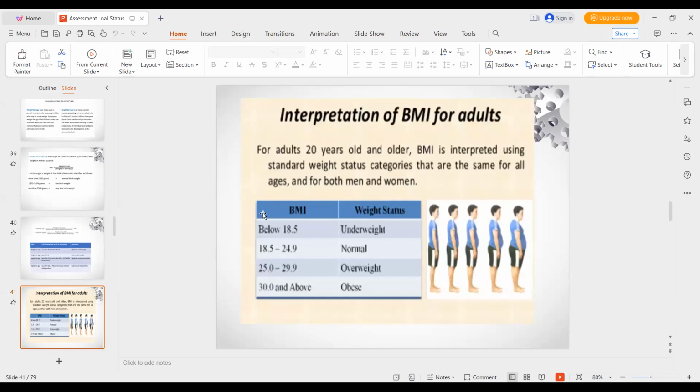Interpretation of BMI for adults. For adults 20 years of age and older, BMI is interpreted using standard weight status categories that are the same for all ages and for both men and women. If BMI is less than 18.5, underweight. If BMI is between 18.5 and 24.9, normal. 25 to 29.9 is overweight. 30 and above is obese.